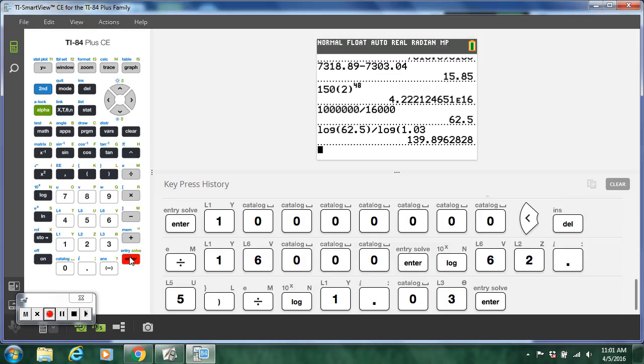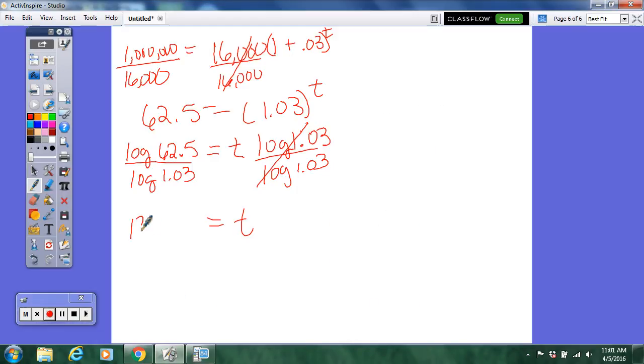Okay, well, good. Here's my answer. 139 point, now we're talking about years, aren't we? 139, how long will it take? 139.90 years. Remember, we're dealing with units, word problems. So to go from 16,000 to 1 million ladybugs at a population growth of 3% takes 139, 140 years. I don't think I'll be around to see a million ladybugs, which is good.